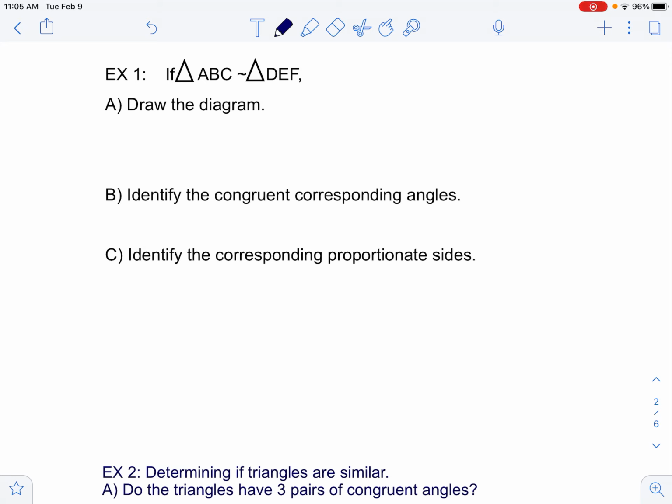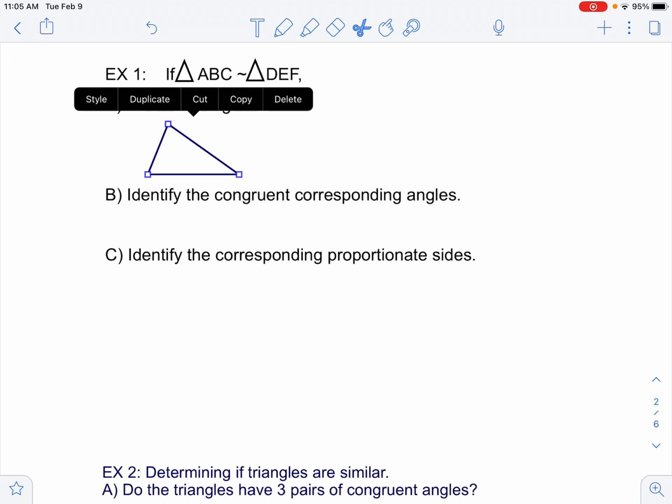Example 1 says, if triangle ABC is similar to, remember, is similar to triangle DEF, draw the diagram. Okay, so I'm going to draw my two triangles. Here's my first triangle, and I just randomly drew it. Now, I want to draw a triangle that looks exactly like that, but a little bit bigger or a little bit smaller. I don't want to draw a right triangle or an equilateral triangle. I want to draw something that looks similar.